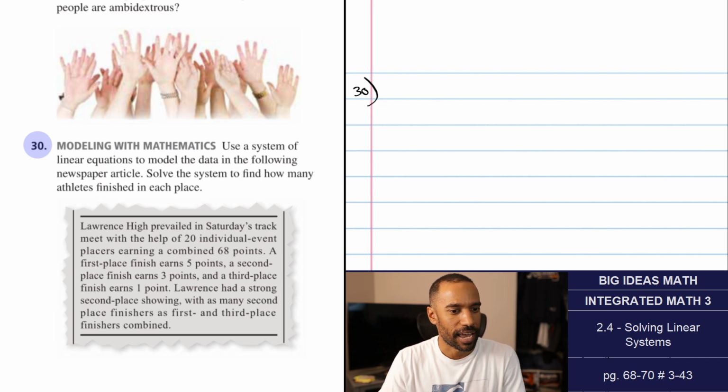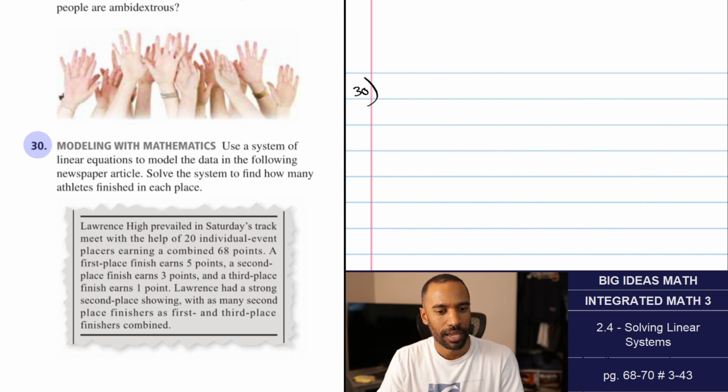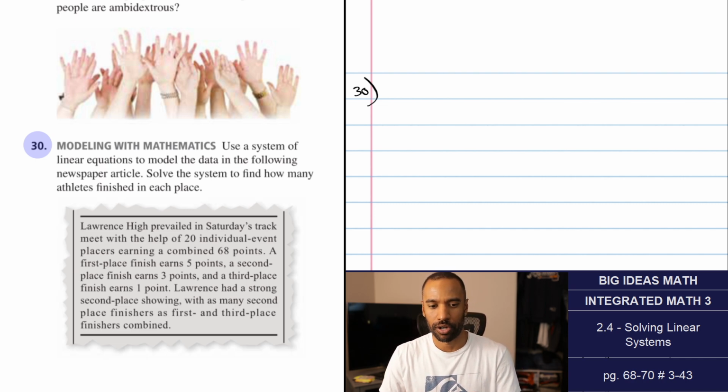Solve the system to find how many athletes finished in each place. Lawrence High School prevailed in Saturday's track meet with the help of 20 individual event placers, earning a combined 68 points. A first place finish earns 5 points.